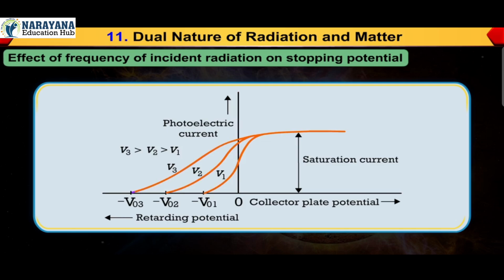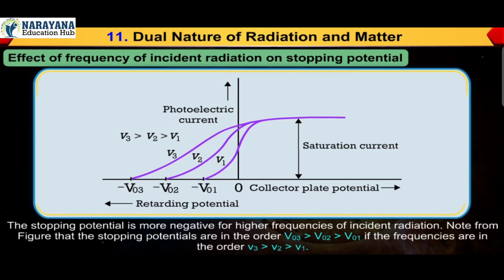We obtain different values of stopping potential but the same value of the saturation current for incident radiation of different frequencies. The energy of the emitted electrons depends on the frequency of the incident radiations. The stopping potential is more negative for higher frequencies of incident radiation. Note from figure that the stopping potentials are in the order V03 is greater than V02 is greater than V01.